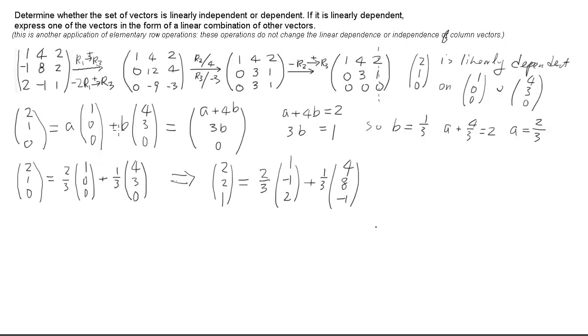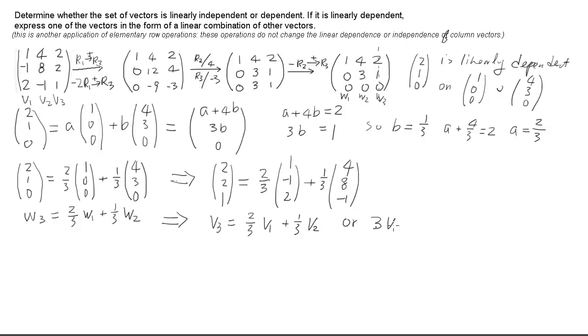So if we call these three vectors v1, v2, and v3, after these row operations, we get the corresponding vectors w1 and w2 and w3. Okay. And then we found out over here that w3 is equal to 2/3 w1 plus 1/3 w2. What it means is that this relationship is preserved, or it reflects the original relation. So v3 must be equal to 2/3 v1 plus 1/3 v2. Multiply 3 both sides, this is the same thing as 3v3 is equal to 2v1 plus v2.